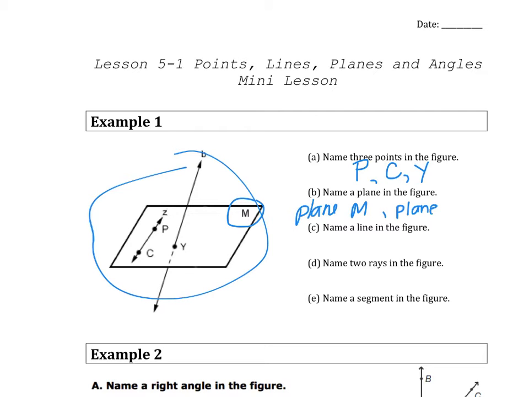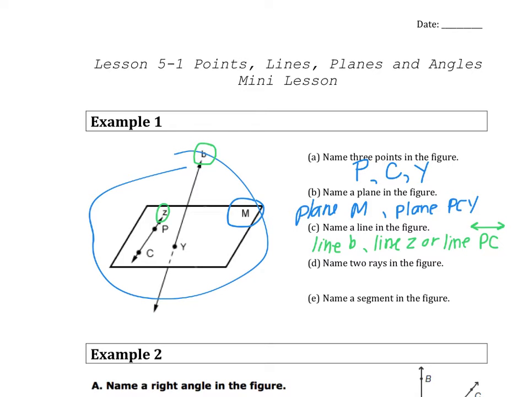Name a line in the picture. There are 2 lines here. One is denoted by a small italicized letter, so you could say line B. The other line in the picture, you could say it's line little z, or you could say line PC, and we would put 2 arrows on the top. So when you talk about these different vocabulary words, you want to put the small, like mini version of it above it. So like if I'm talking about a line, PC, I want to draw a little mini line above it. If I'm talking about a ray, I want to draw a little ray.